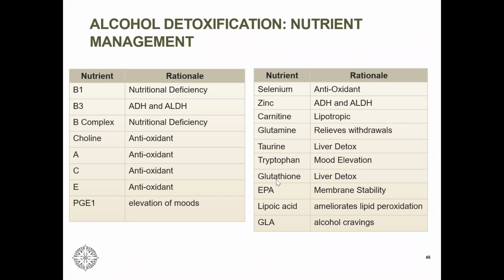Definitely remember glutathione and zinc. Why? Because those enzymes that are metabolizing alcohol, alcohol dehydrogenase and acetaldehyde dehydrogenase, they use zinc as a cofactor. So please be mindful that the client would be deficient in zinc. Okay. Then carnitine, definitely, because it can actually reverse the damage to the liver cell.